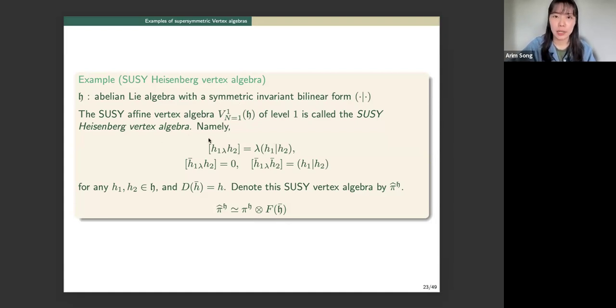Heisenberg vertex algebra. So if we write down their lambda bracket explicitly, the lambda bracket between H1 and H2 is equal to the usual lambda bracket of the Heisenberg vertex algebra. And the lambda bracket of H1 bar and H2 bar is just the bilinear form. In this case, because H is abelian, H1 bar and H2 commute with each other. We'll denote this supersymmetric Heisenberg vertex algebra by pi hat H. And one can easily see that this is isomorphic to the tensor product of the usual Heisenberg vertex algebra with the free fermion.